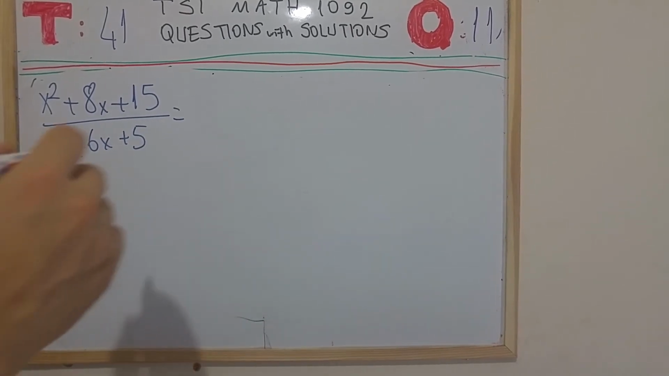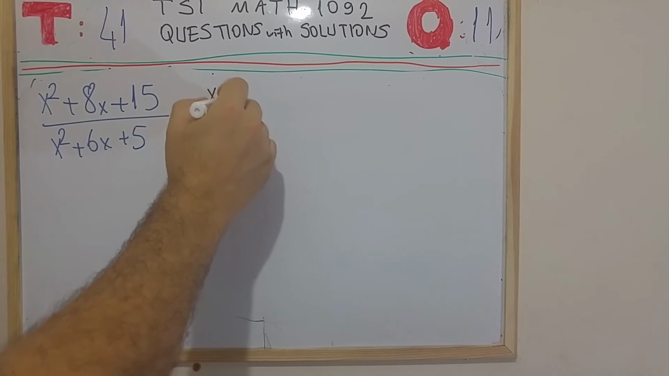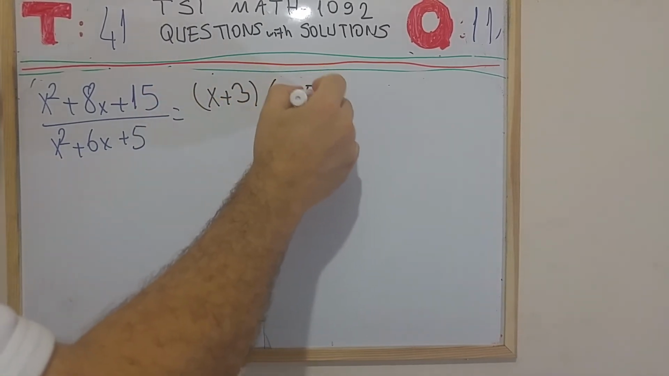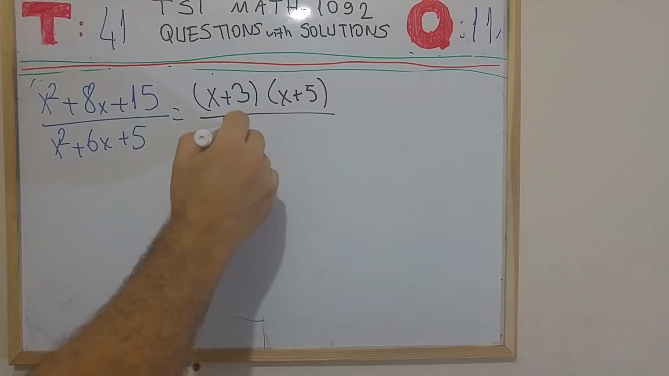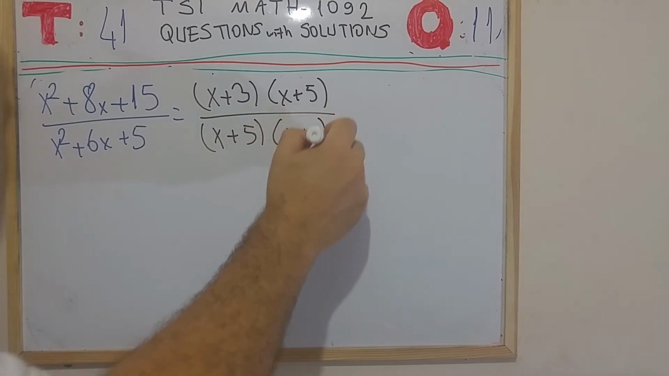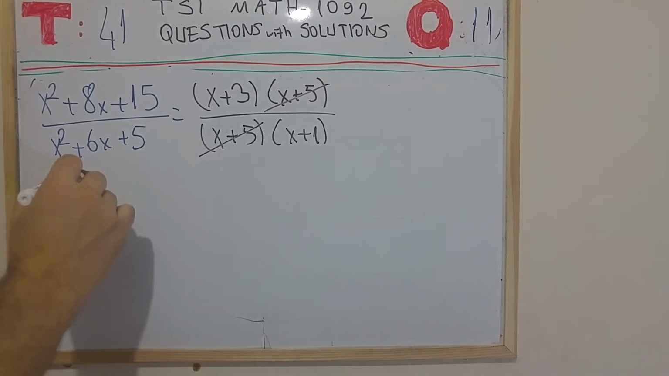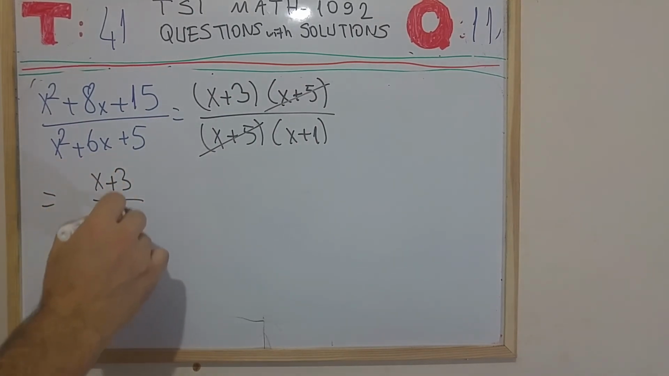We can easily see that the numerator is actually x plus 3 times x plus 5, and the denominator is actually x plus 5 times x plus 1. What we need to do is to cancel these terms out, which leaves me with x plus 3 over x plus 1.